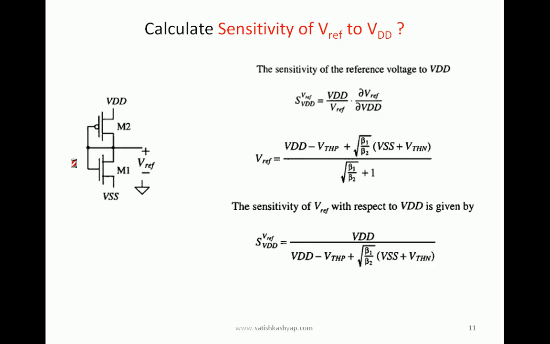Sensitivity not being 0 means the reference voltage is dependent on the power supply. If sensitivity is 0, then the reference voltage is independent of the power supply. So it also has this disadvantage.